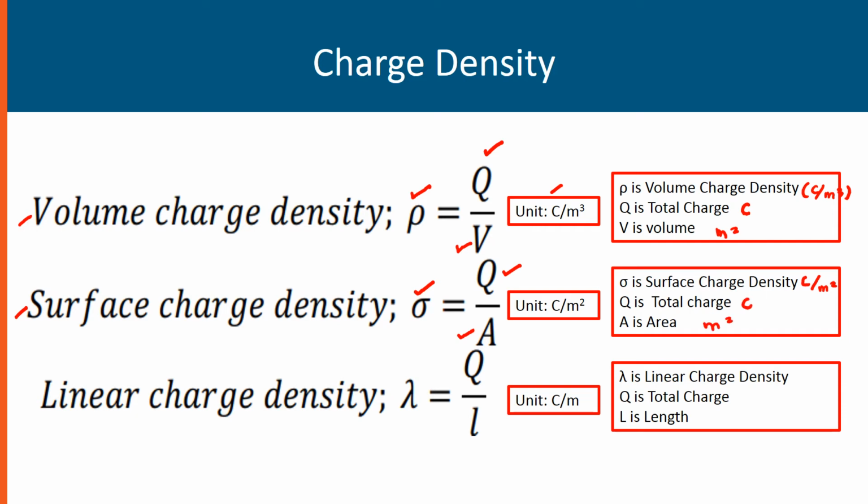Last but definitely not the least is linear charge density, wherein lambda is our charge density, Q is the charge of the total length, and L is the length. So again, the unit of linear charge density is just coulomb per meter. Our charge Q has the unit of C. Again, that is the charge of the total length, and L is expressed in meters. And that concludes this tutorial.